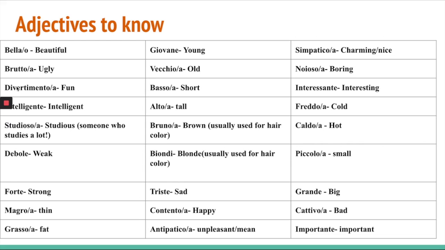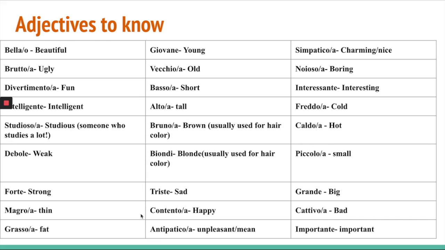Bella, brutto, divertimento, intelligente. The IN is cut off, but there's an IN there. Studioso, debole, forte, magro, grasso, giovane, vecchio, basso, alto, and you guys can go on.